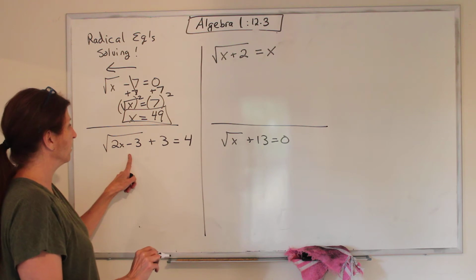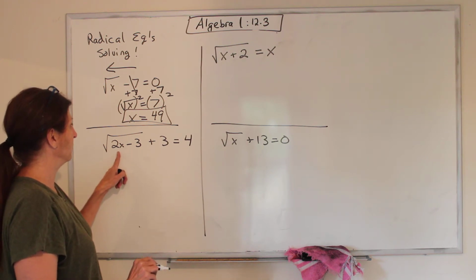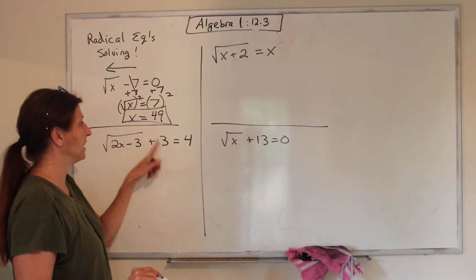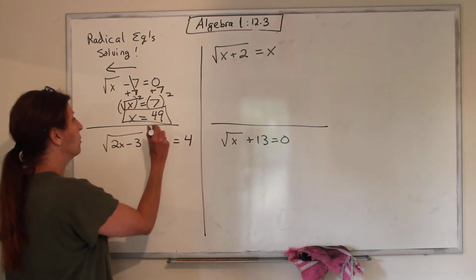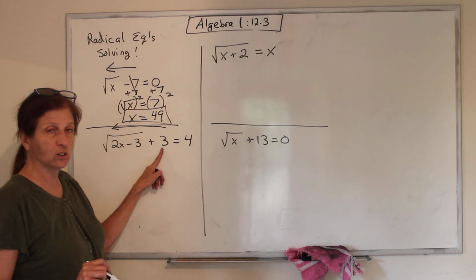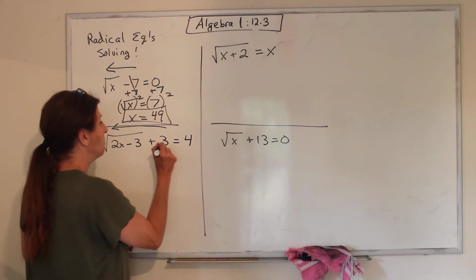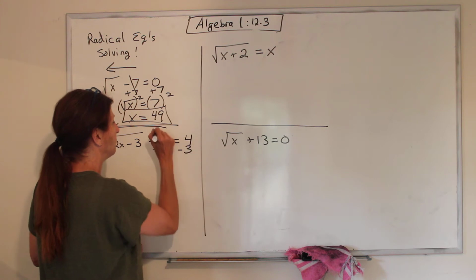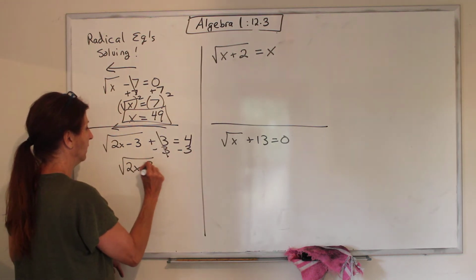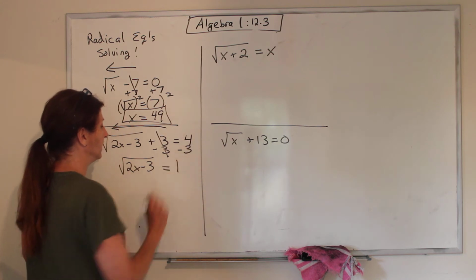Okay, let's try this one. Why is x not alone? Well, it's got a 2 and a -3 and a radical sign and a +3 and a 4. So we're going to work from the outside in and get rid of the +3 first. What's the opposite of +3? -3. What we do to one side, we do to the other. Bring down what we didn't mess with. 4 minus 3 is 1.